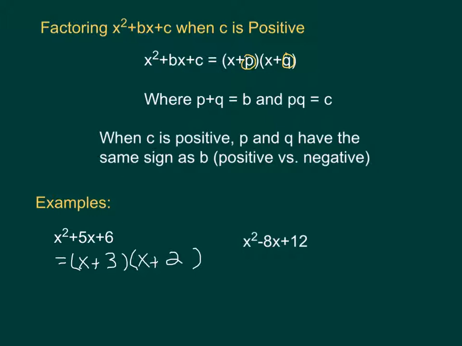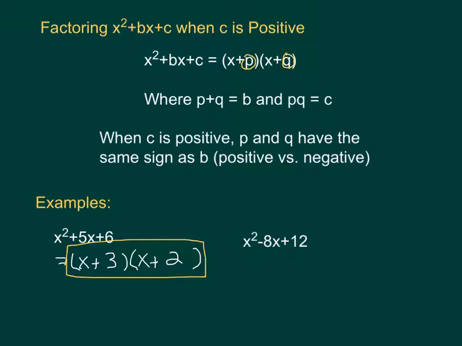If I want, I could use the distributive property. X times x is x squared. X times 2 is 2x. 3 times x is 3x. Combine those last two to get 5x. And 3 times 2 is 6. That way I can check my answer. But this is indeed the factored form of my polynomial.